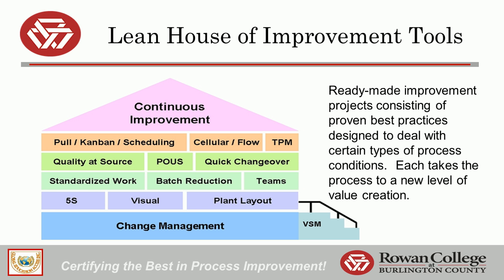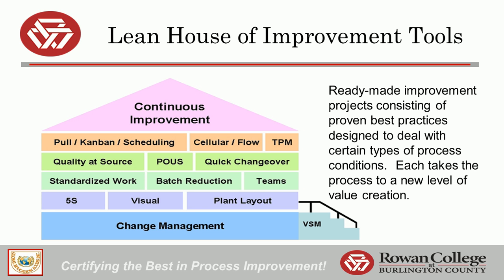So this consists of 5S, visual management, special approaches to plant layout, getting our work standardized, reducing batches, building our teams up, building in quality at the source, or point source quality, rather than overly doing inspections at the end of the process. POUS, point of use storage, quick changeover, something called SMED, single minute exchange of dies. It's just really the best idea is quick changeover. Then we do pull and Kanban scheduling.